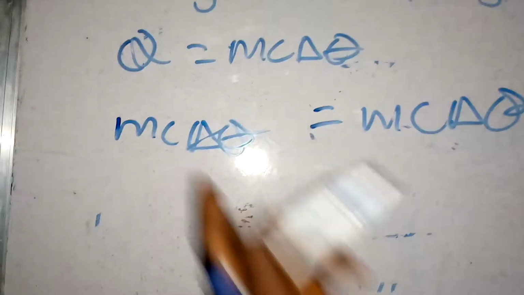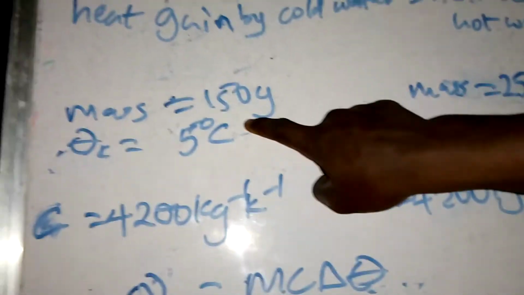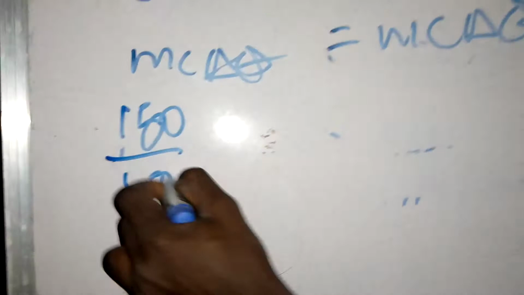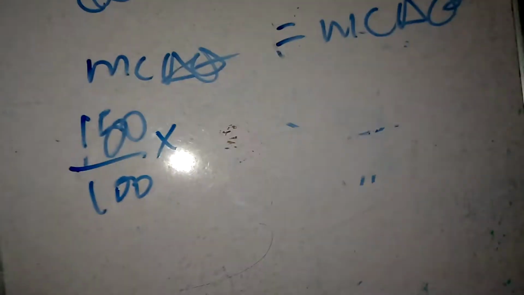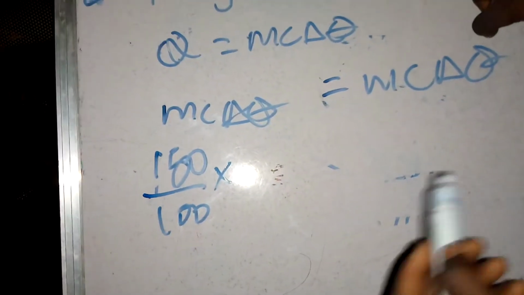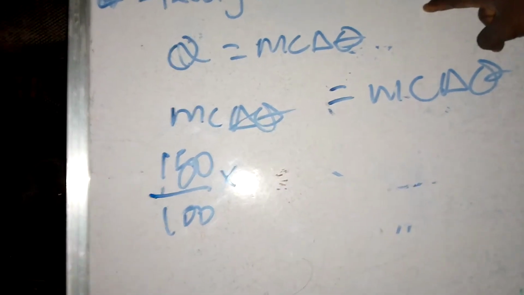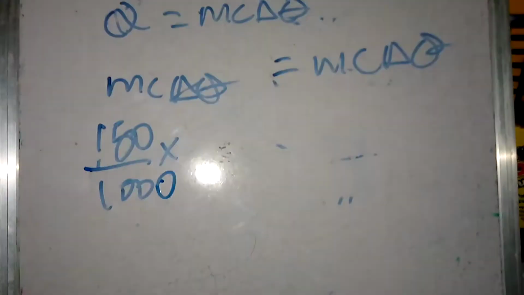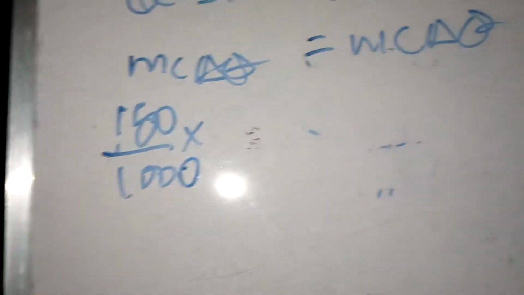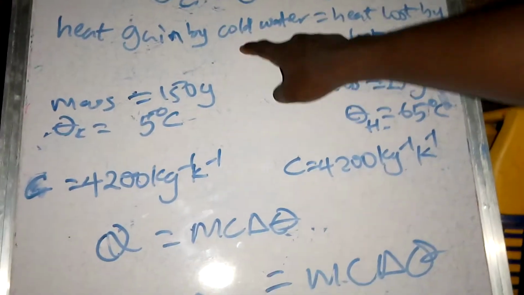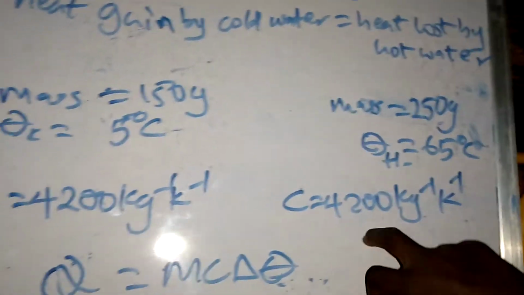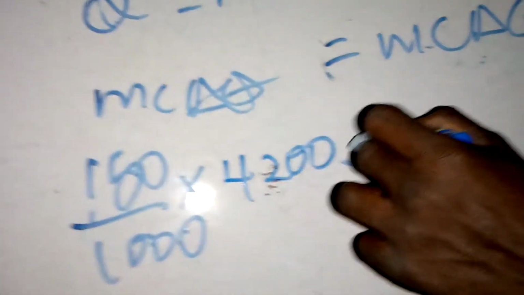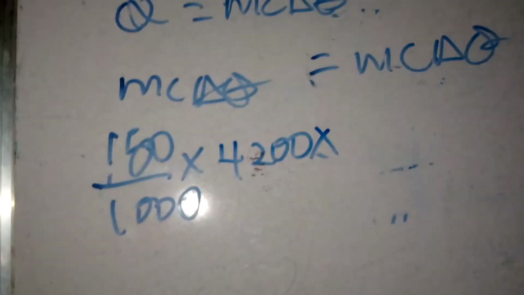What's the mass of the cold water? The mass is 150 grams. Mind you, convert it to kilograms, so over 1000, multiplied by the specific heat capacity. Because we are dealing with water, both cold and hot water have the same specific heat capacity, 4200, times the change in temperature.